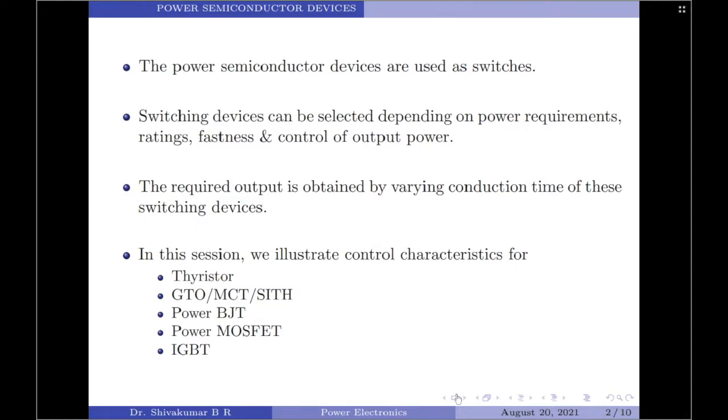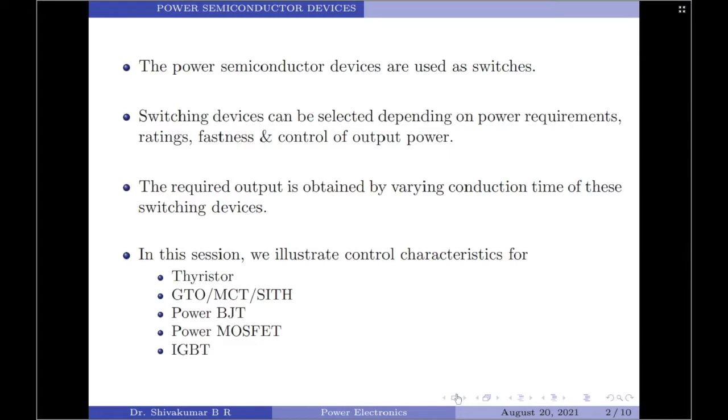We know that power semiconductor devices are commonly employed as switches. These switching devices can be selected depending upon the power requirement, rating, fastness as well as the control of output power. The required output is obtained by varying the conduction time of these switching devices, which is the control voltage supplied to the control terminals of these devices.